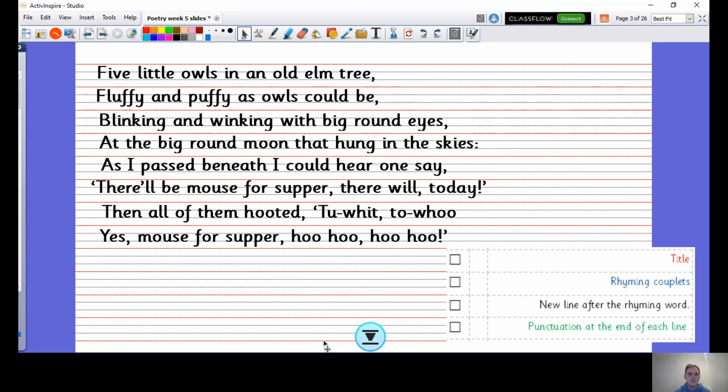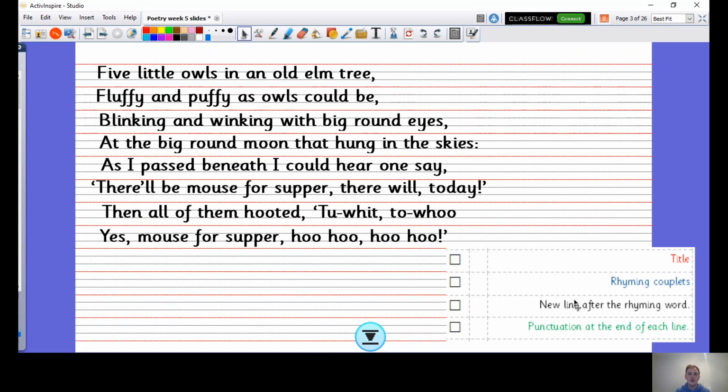Five little owls in an old elm tree, fluffy and puffy as owls could be, blinking and winking with big round eyes at the big round moon that hung in the skies. As I passed beneath, I could hear one say, "There'll be mouse for supper, there will today." Then all of them hooted, "To wit, to woo! Yes, mouse for supper, hoo hoo, hoo hoo."